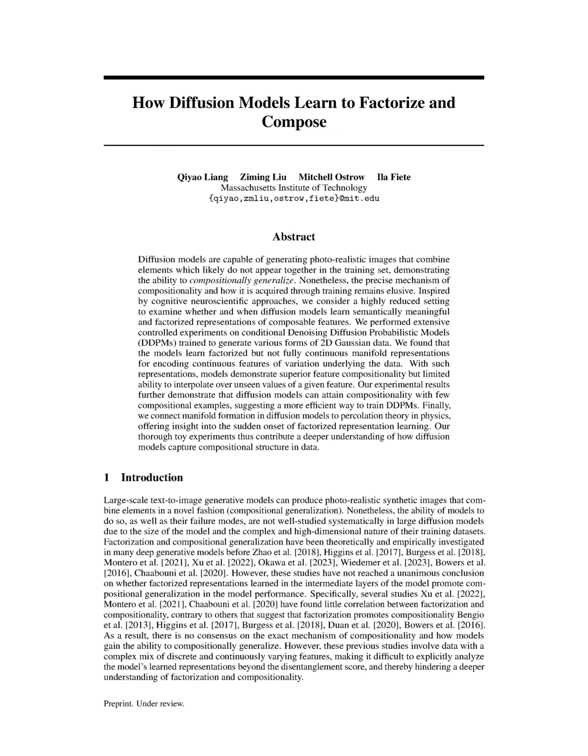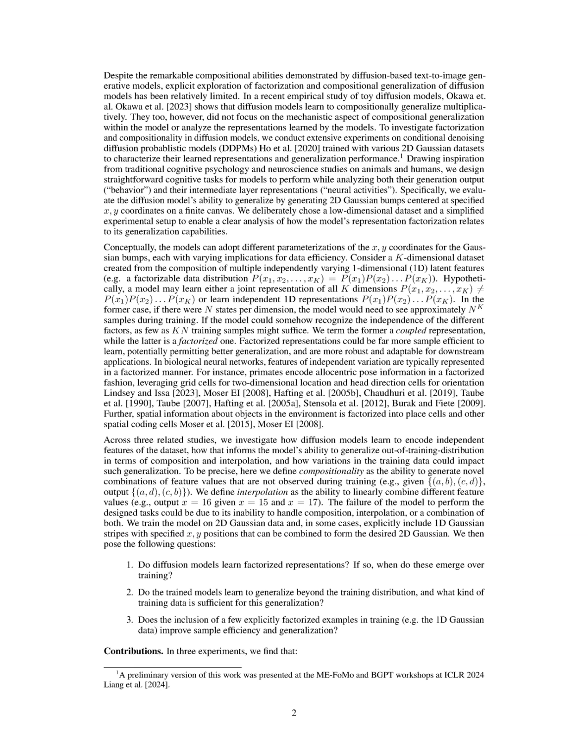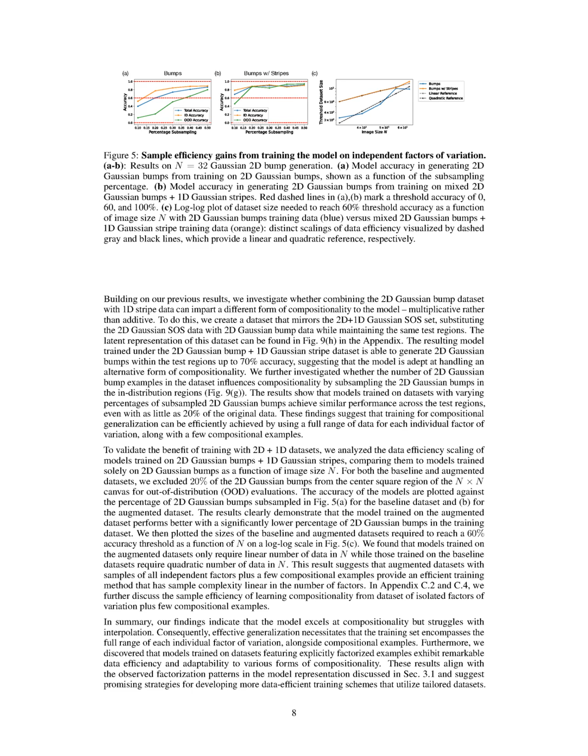To validate the effectiveness of our approach, we employed several specific methods, including persistent homology, to analyze the topological features of the learned representations, and orthogonality and parallelism tests, to differentiate between coupled and factorized representations. We also conducted experiments where we trained models on datasets with varying configurations, such as 2D Gaussian SOS data and 1D Gaussian stripe data, to assess their compositional generalization capabilities. The performance of the diffusion models was quantified using accuracy metrics, specifically measuring the correctness of generated images in displaying the center location of the 2D Gaussian bumps.